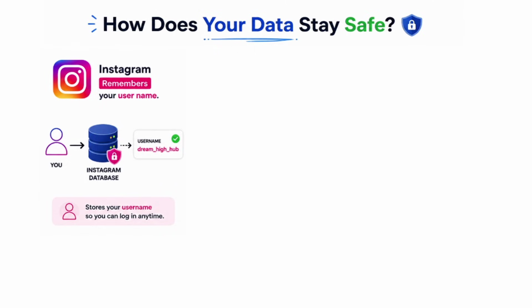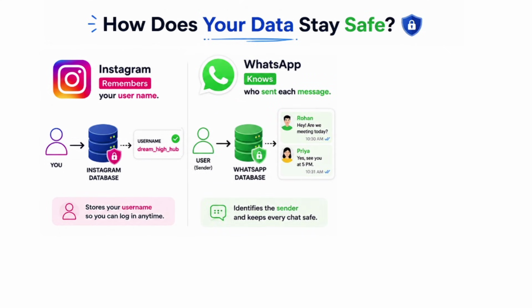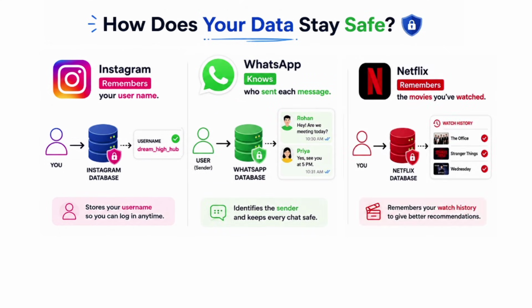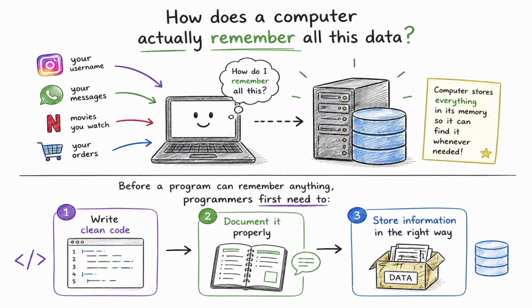Have you ever wondered how Instagram remembers your username every time you log in? Or how WhatsApp knows who sent a message? Or how Netflix remembers the movies you have watched and recommends what you might like next? Every application stores thousands, even millions of pieces of information every second. But have you ever stopped to think, how does a computer actually remember all this data?